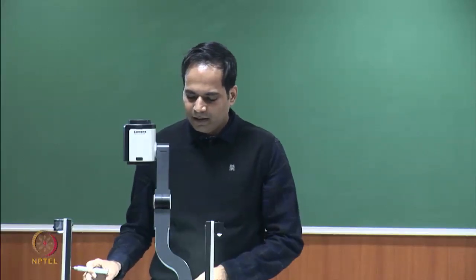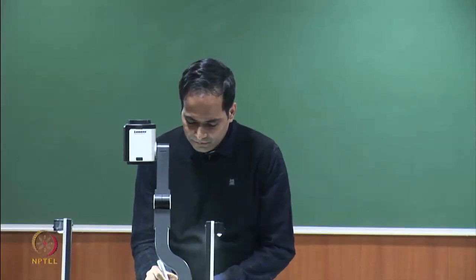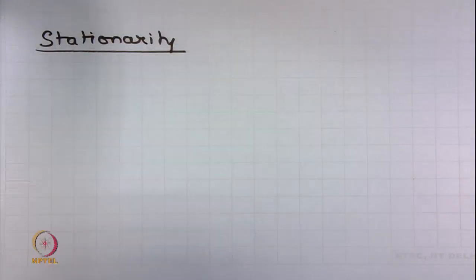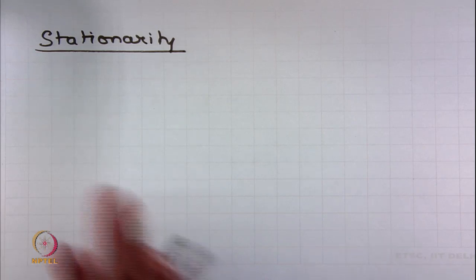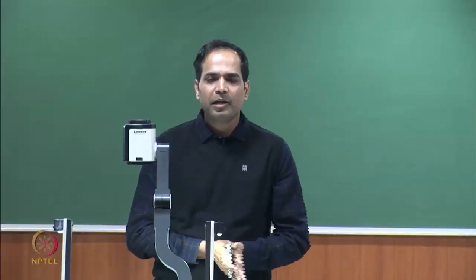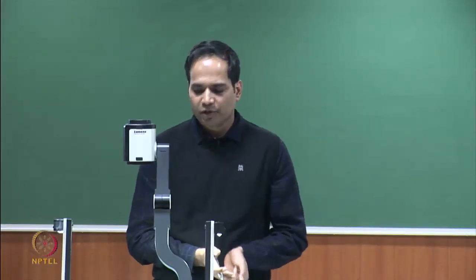Now, let us see some interpretations of what stationarity can mean. Stationarity will mean that, as we have already said, if you shift or delay a random process by d units, then this random process remains statistically indistinguishable, and we have also said that the process does not care where the time origin is.